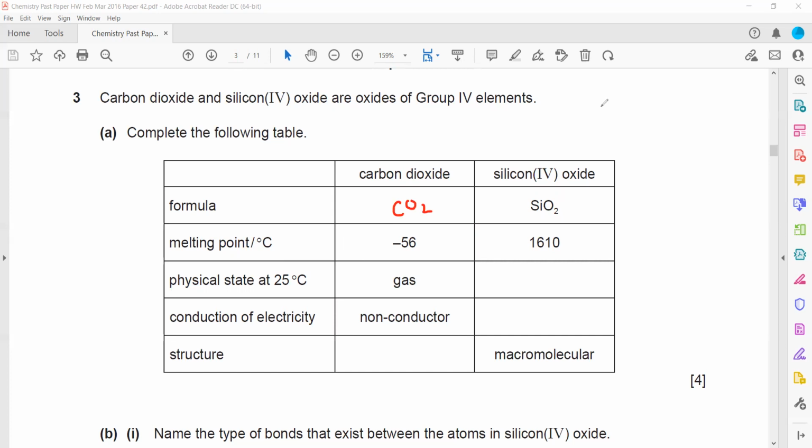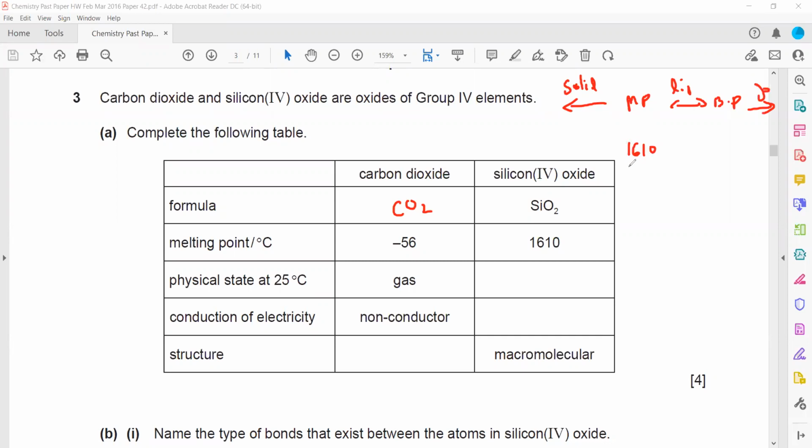So we know the state of a substance before its melting point is solid. Between its melting and boiling point, it is liquid. And after the boiling point, the substance is gas. So what is the state? Because silicon 4 oxide has a melting point of 1610, at 25, where 25 will come, 25 will be here. So at 25, what will be the state of silicon 4 oxide? It will be solid.